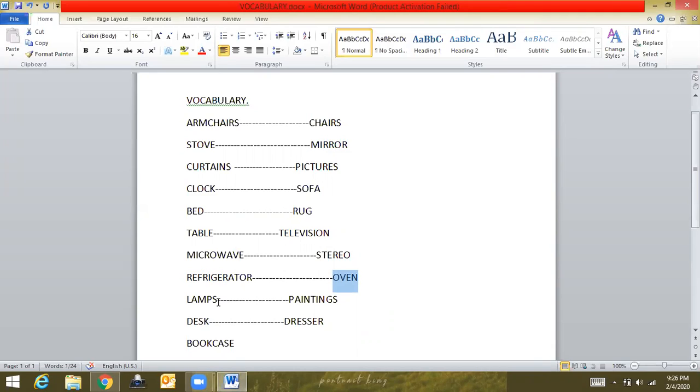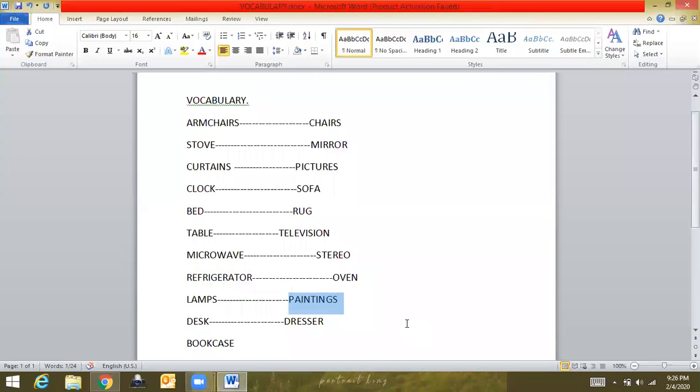Yes. Son bien buenos, color rojito. Ok, lamps. Lamps. Do you have lamps in your house? Yes. Ok. This one here, we have paintings.